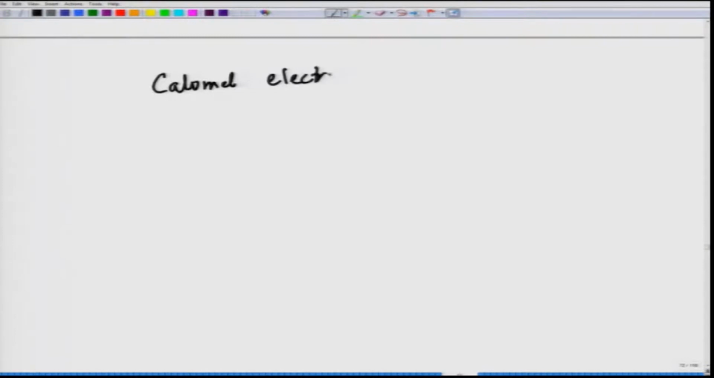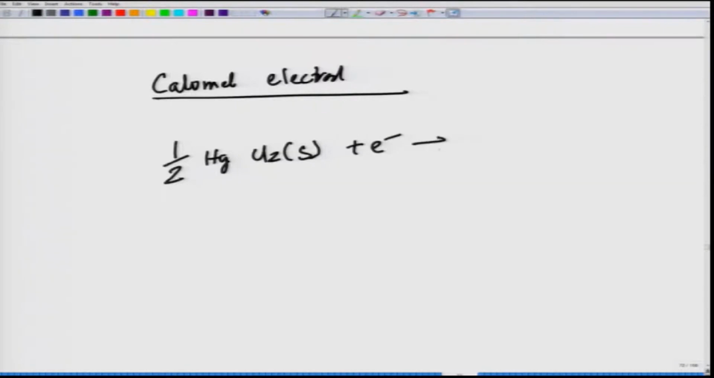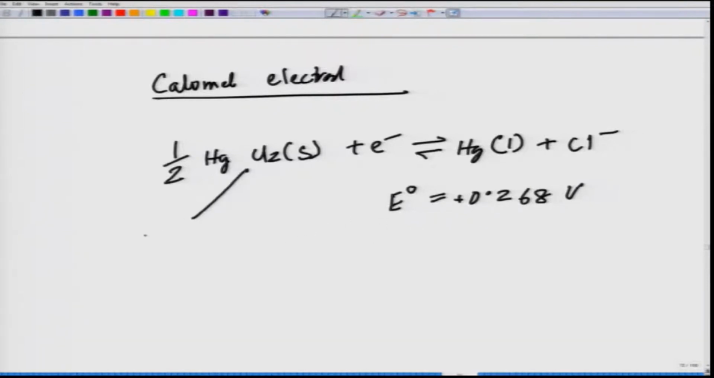Okay. Similarly, the next reference electrode is calomel electrode. So, calomel electrode is a mercury based electrode, where I am just putting the calomel electrode reaction first for you. Hg2Cl2 solid plus electron making Hg liquid plus chloride minus, where E0 of this reaction is 0.268 volt, and this is basically the calomel, mercury 1 chloride, which is calomel.